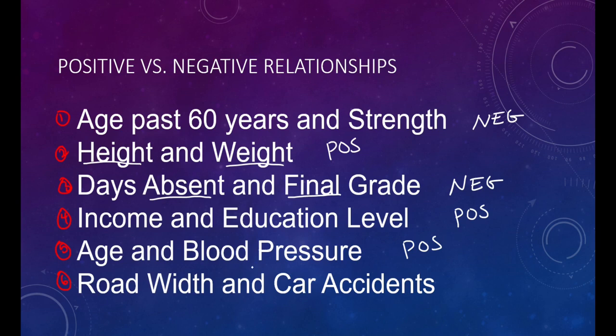Number 6, road widths and car accidents. The wider the road, the fewer car accidents we get. The smaller or narrower the road, the more car accidents we get. So this is a negative relationship. As the width increases, our car accidents decrease. So there's a negative relationship.